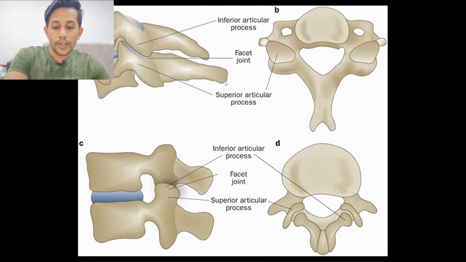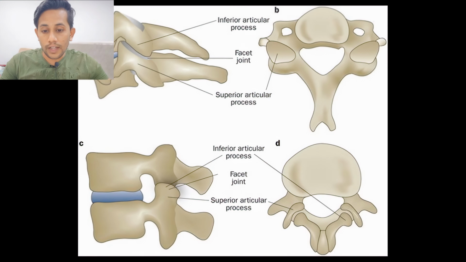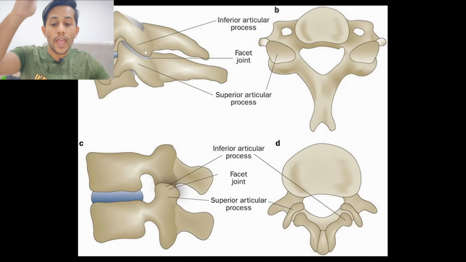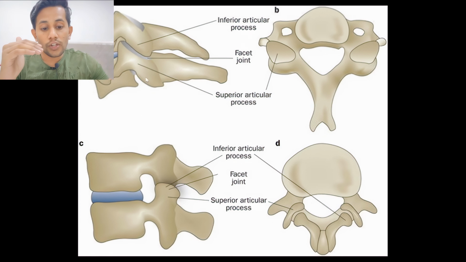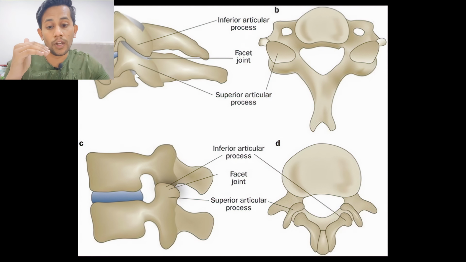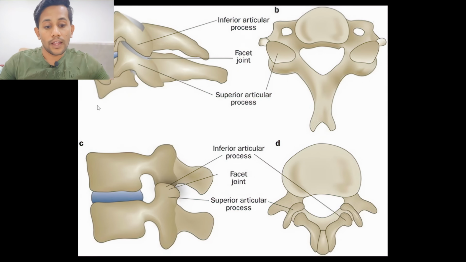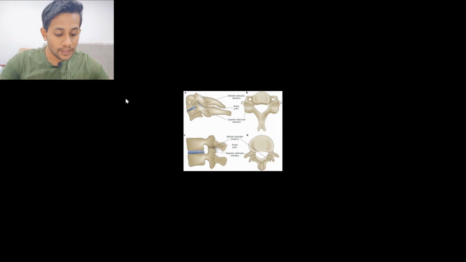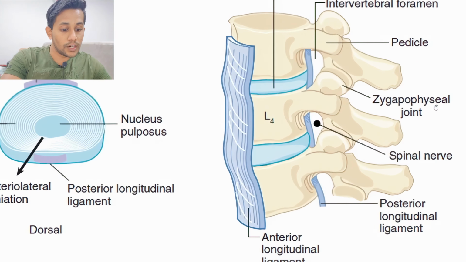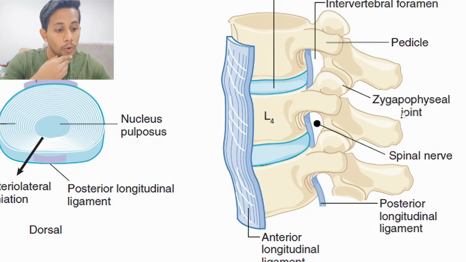Here, if you can take a look, this is our intervertebral disc, but if you take a look at the posterior side, we have the articular process. This foramen is made by the inferior articular process of the vertebra above and the superior articular process of the vertebra below. So both of these processes are joined by a facet joint. What's the name of this facet joint? Let me go back. If you can take a look here, it is called the zygapophyseal joint.